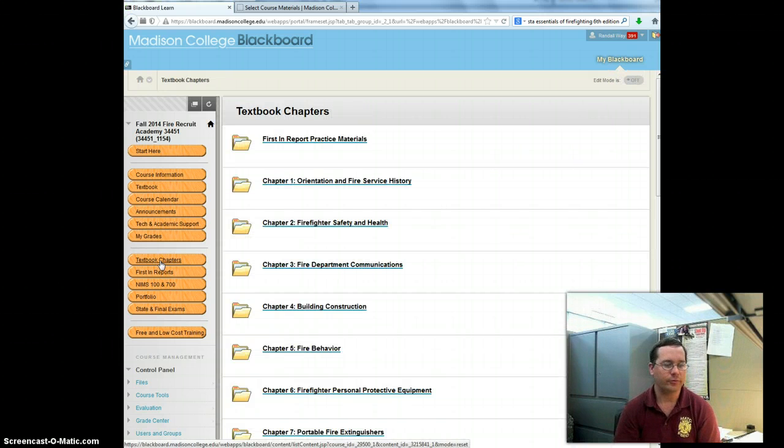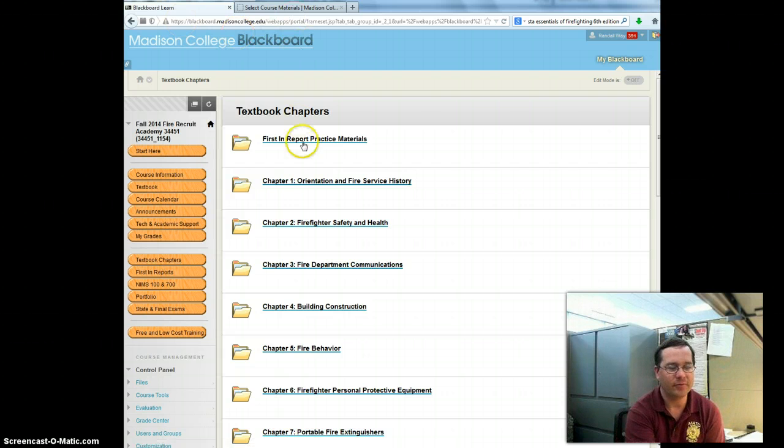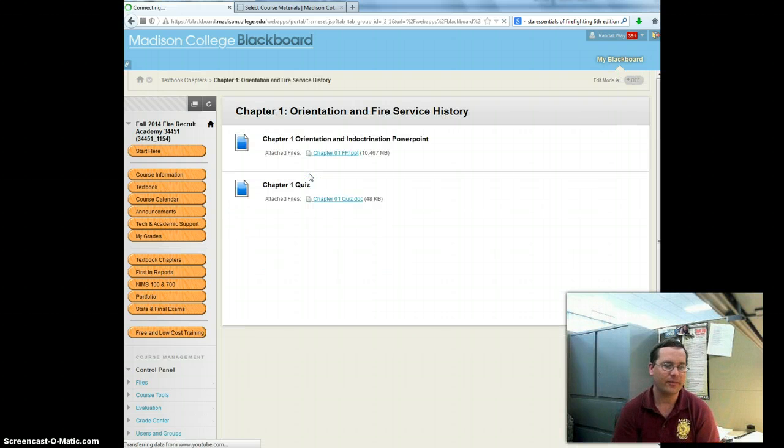Then we move into the next section of the Blackboard course, which is the content of the course. If you click on the textbook chapters, you see that basically for each chapter in the textbook there is a folder. You're going to find things related to that chapter, for instance, the PowerPoint that we're going to talk about in class.